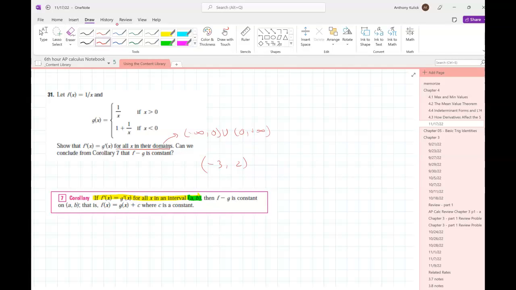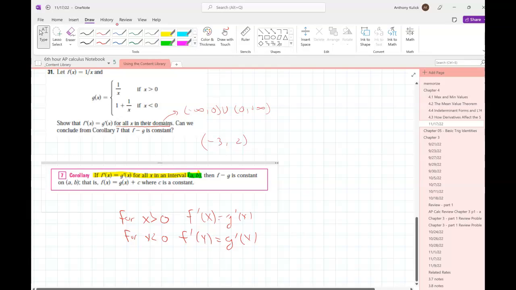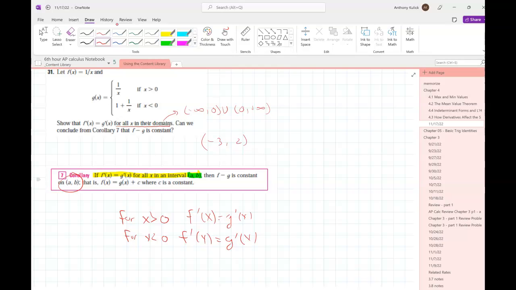So even though for x greater than 0 we have this, and for x less than 0 we have this, we don't have that on any interval a, b, right?